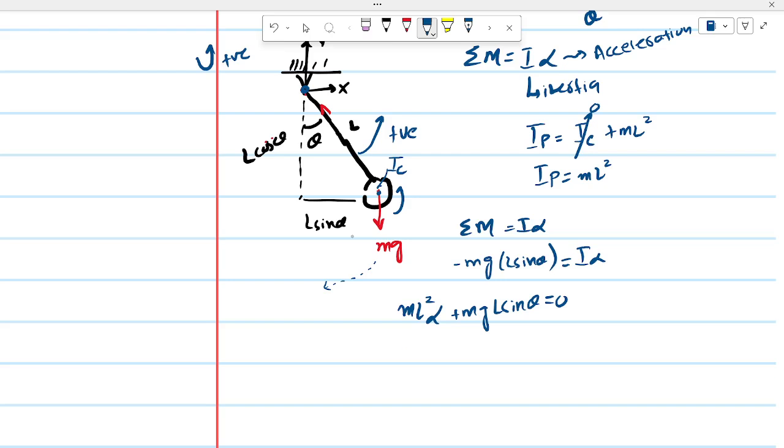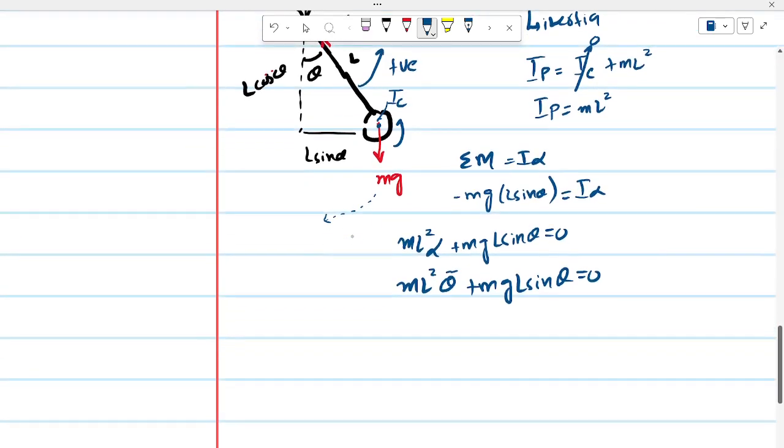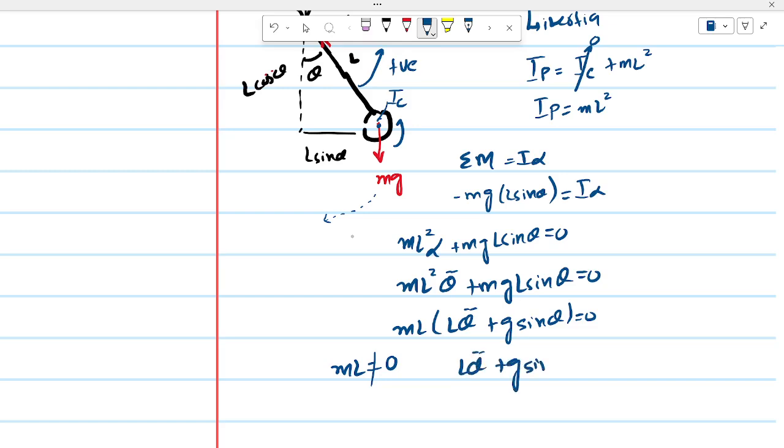So we can write alpha as theta double dot: ml square theta double dot plus mg L sine theta equals 0. We can take m and L as common. It becomes L theta double dot plus g sine theta equals 0. And since ml cannot be equal to 0, because m has a value, that is a trivial solution for us. So necessarily L theta double dot plus g sine theta equals 0.